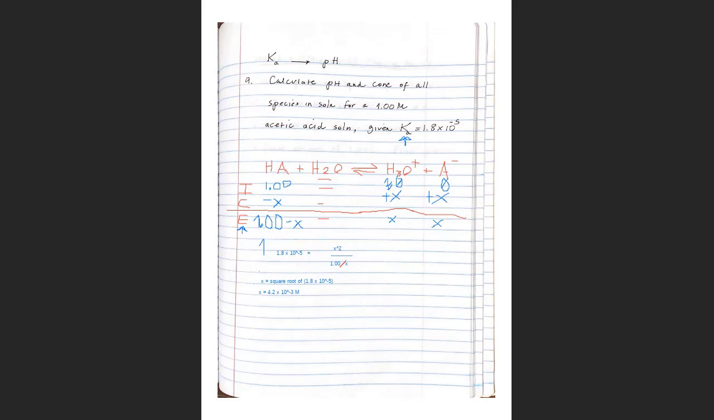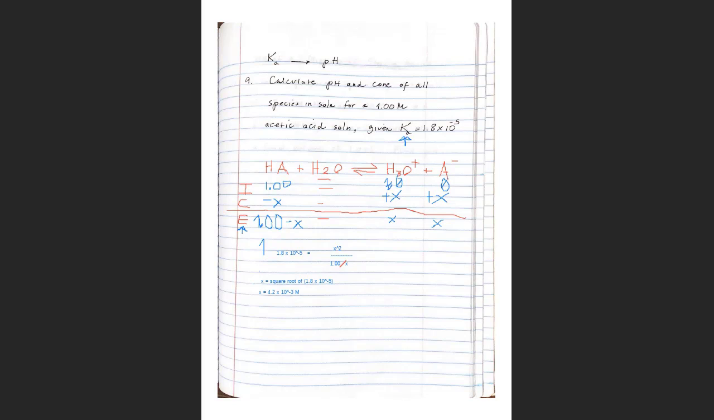Now that divided by 1.00 times 100% is about 0.42% error. Since it is less than 5%, I can go ahead and assume that the approximation is valid. Agree.